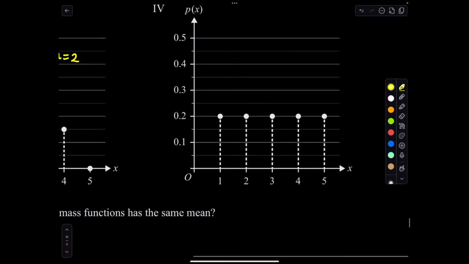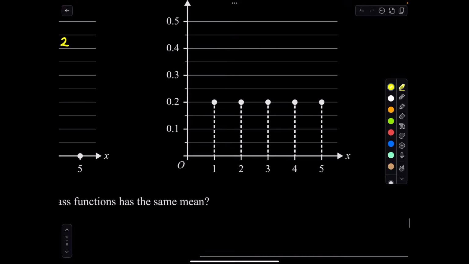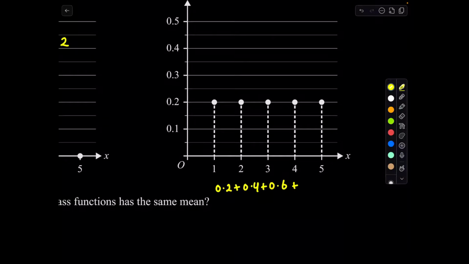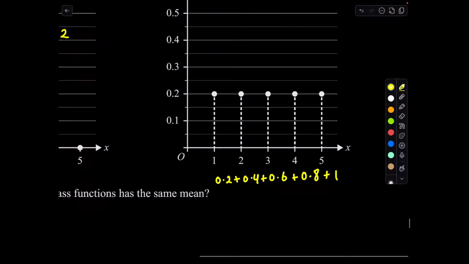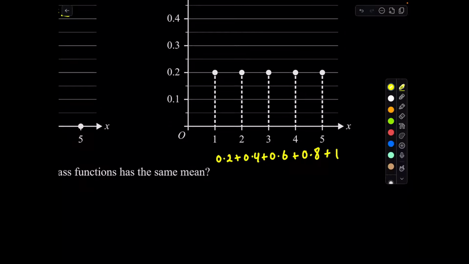Let's do that for this one. Yeah, it's the same. 1 times 0.2 is 0.2, plus 2 times that is 0.4. This is 0.6, 0.8, and 1 because 5 times 0.2. Now adding those up, if you add those, that's 1. That plus 1 is 2. Then add that, that's 3. So the mean for this one is 3.